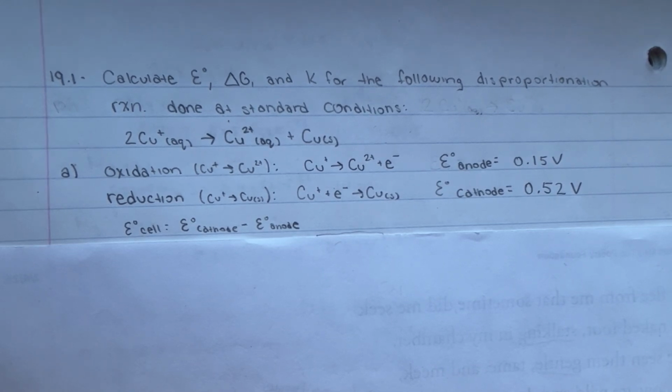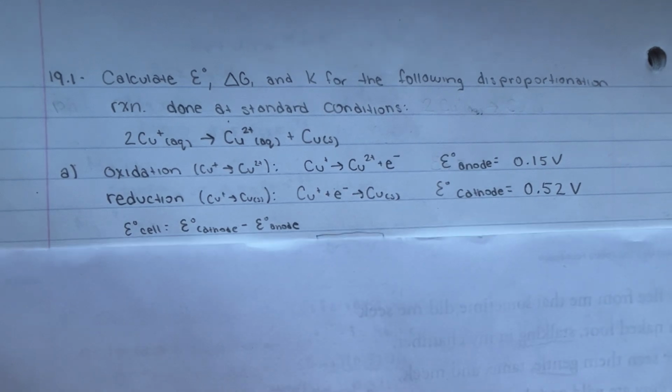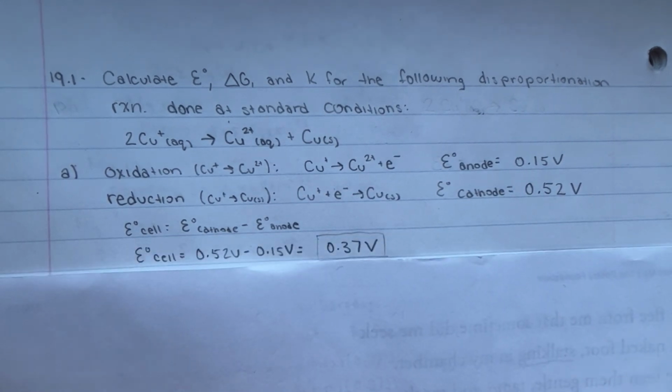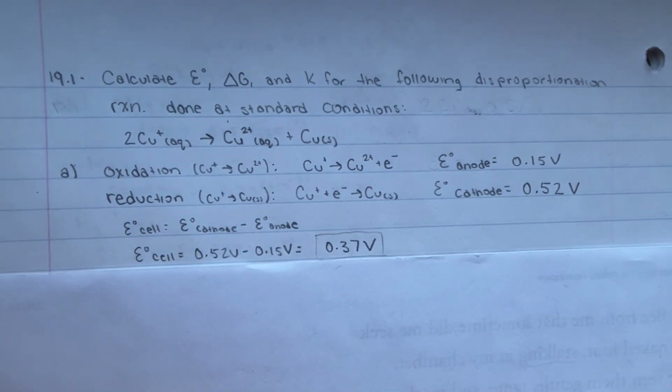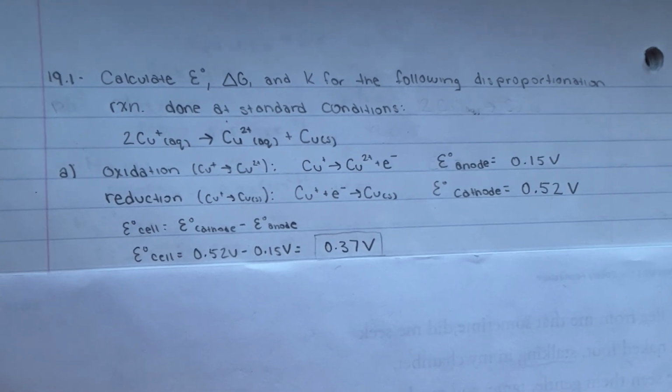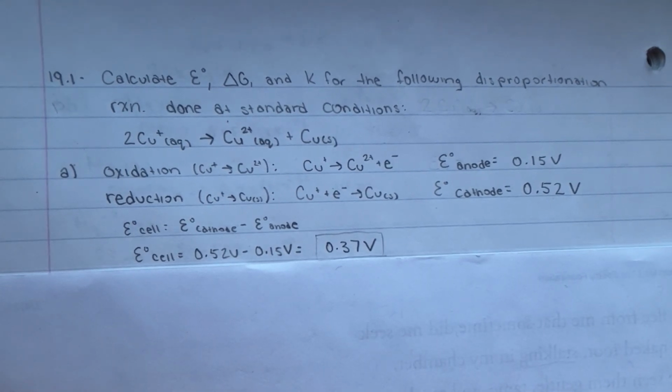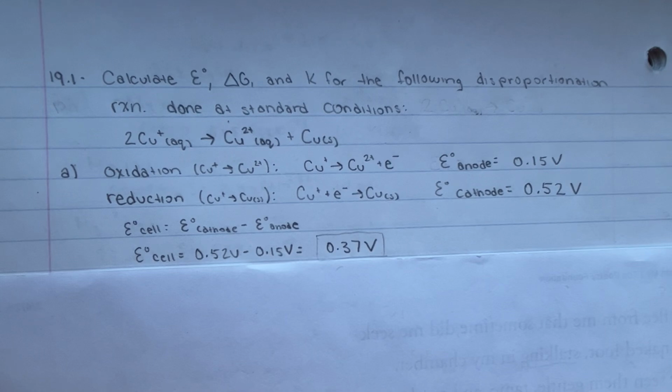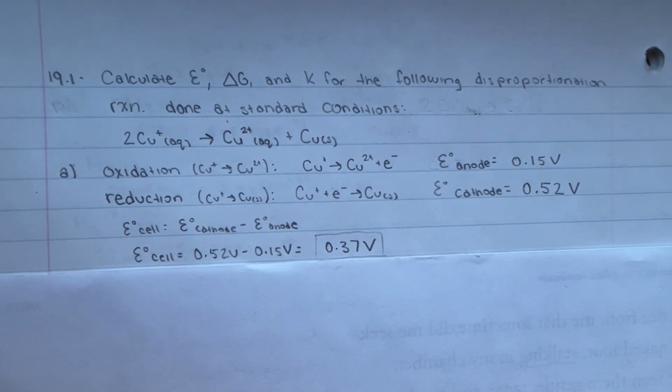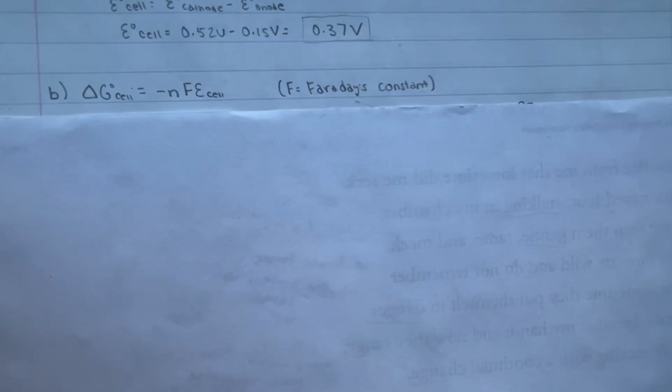Using this equation, E naught of the cell is found by taking 0.52 volts minus 0.15 volts. Your final answer is going to be 0.37 volts. Because both of the values given are given in two significant figures, your final answer is also going to be two significant figures. Next, we're going to calculate delta G of the cell.